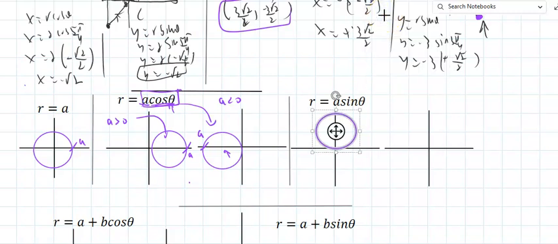Similarly with y, since that's y, it's one of those two circles. And again, with a diameter of A, if sine is the y, if A is positive, then you're wrapped around the positive y-axis. And if A is negative, you're wrapped around the negative y-axis.